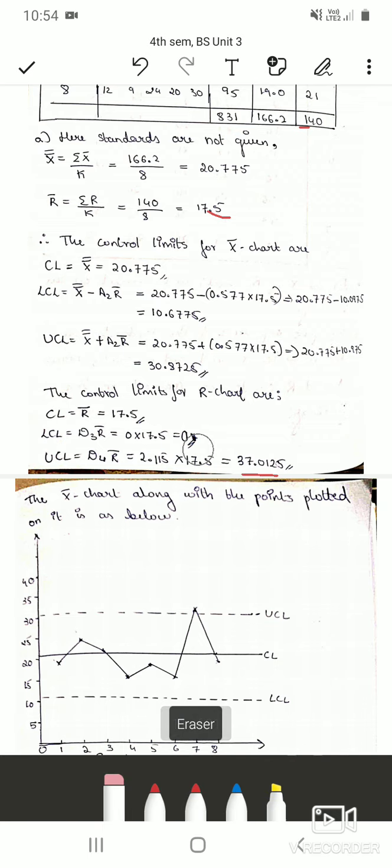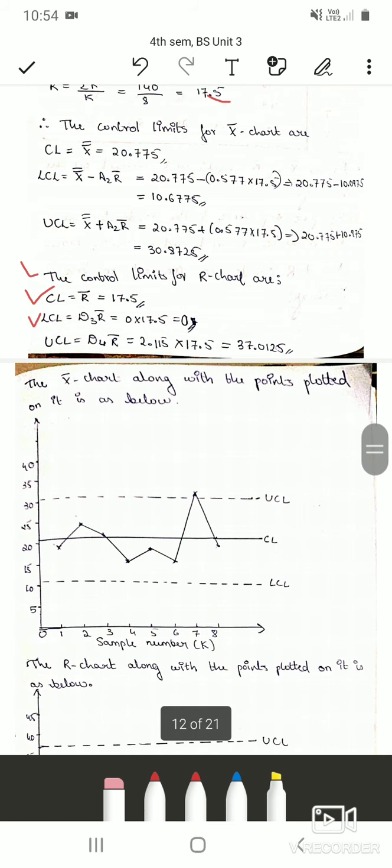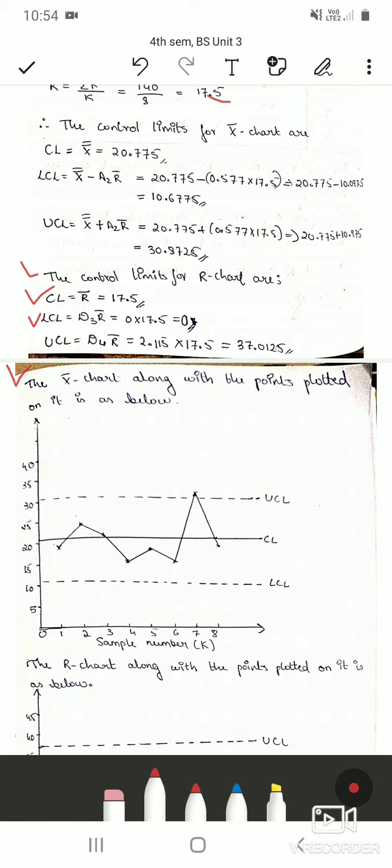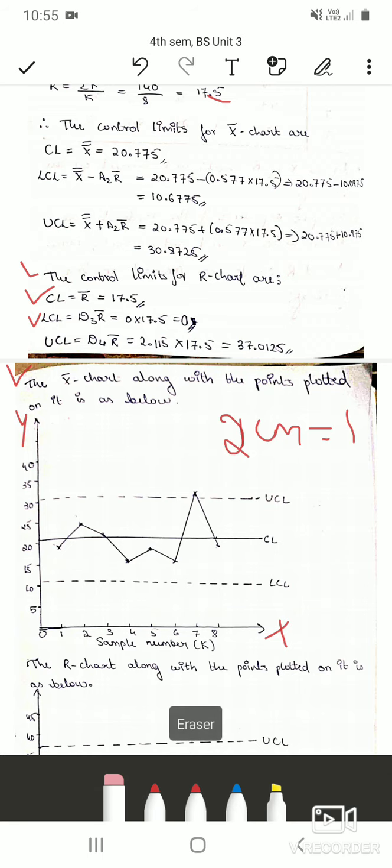Now we have the R chart and X bar chart limits. When standards are not given, we will construct the graphs. Write the title here: the X bar chart along with the points plotted on it is as below. This is your X axis, this is your Y axis. On the X axis you must always take the sample number, that is K. We have K from 1 to 8. I have taken 1 centimeter equal to 1 unit. You can take 2 according to your convenience.